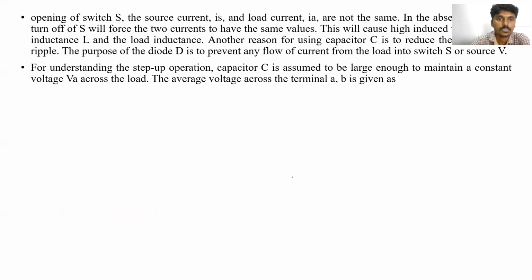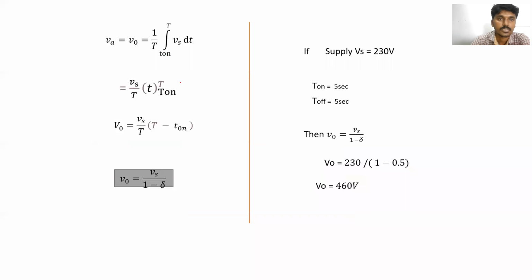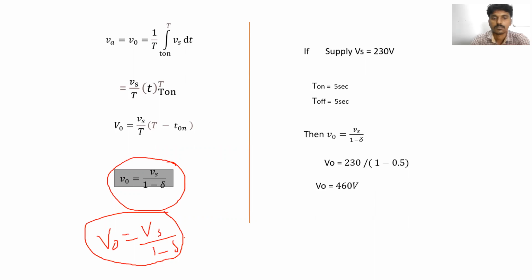So that's why we have taken the limits T on to capital T, Vs into dt. So Vs by T integral dt, limits as it is T to T on. So Vs by capital T, upper limit minus lower limit, T minus T on. By doing this equation, we can get V0 is equal to Vs by 1 minus delta. This is the average output voltage of the step up chopper with the DC motor.